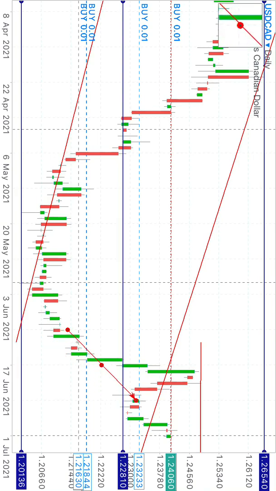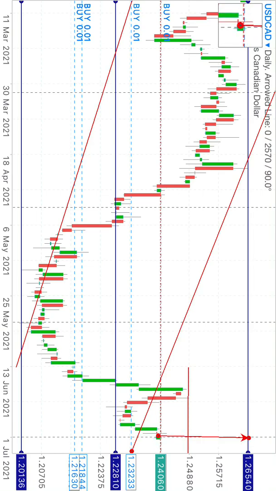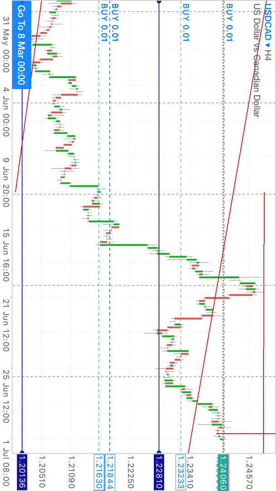Then I placed my buy order, right? And so meaning on a daily chart, I'm expecting USDCAD to push up until 1.26540, right? Moving to 4 hour.